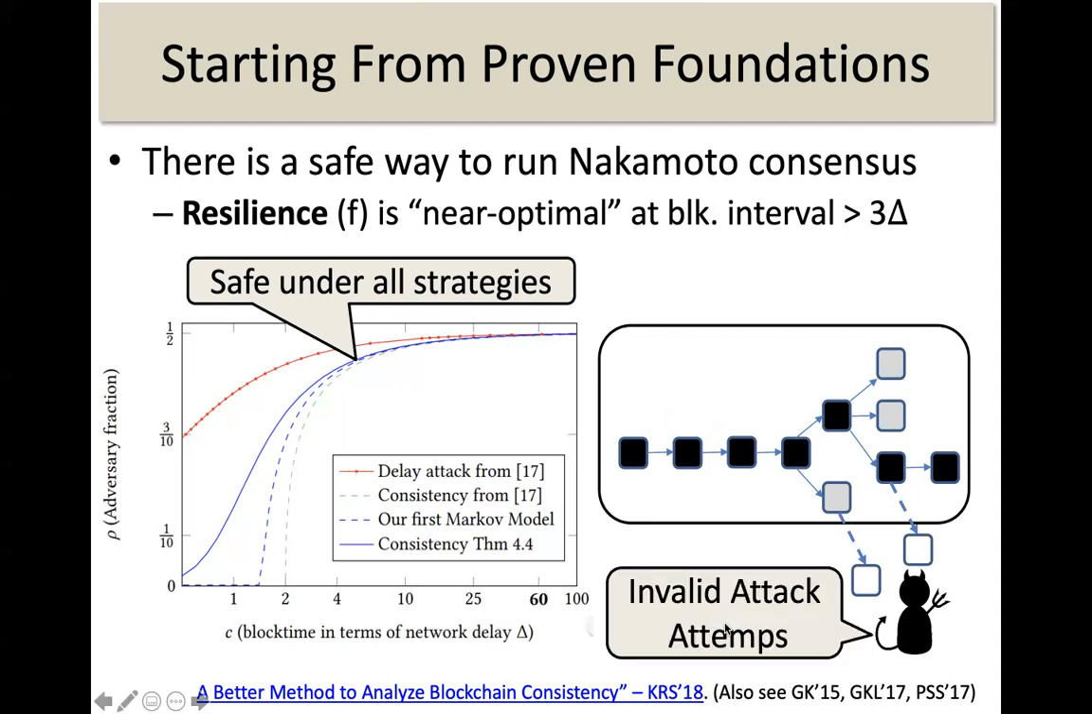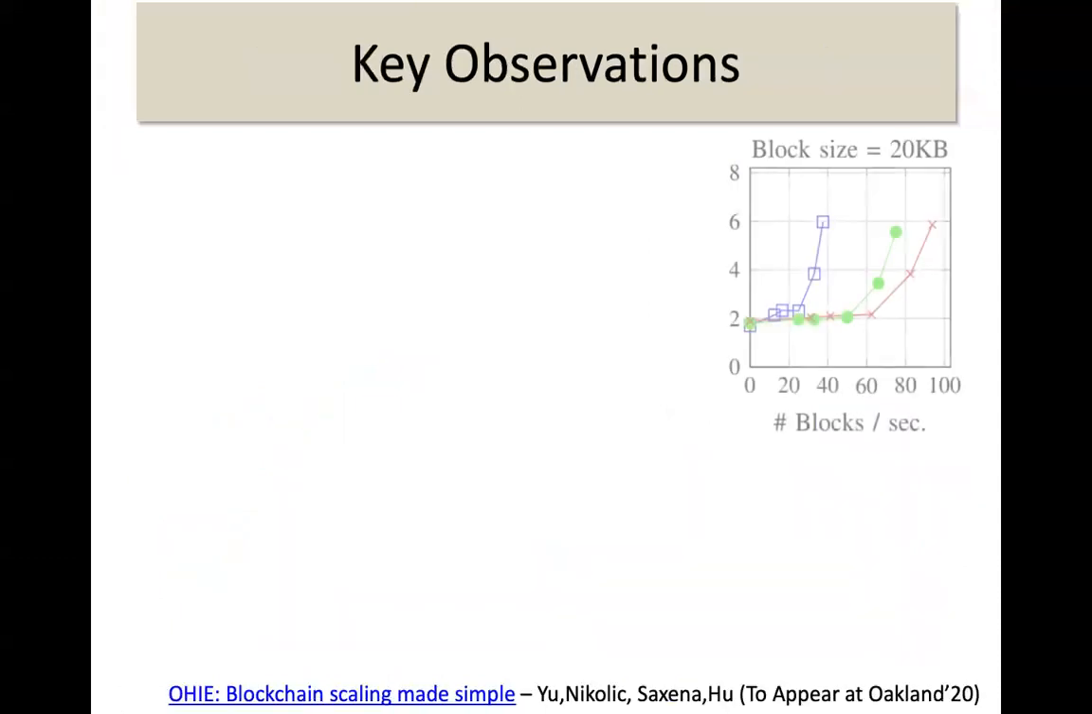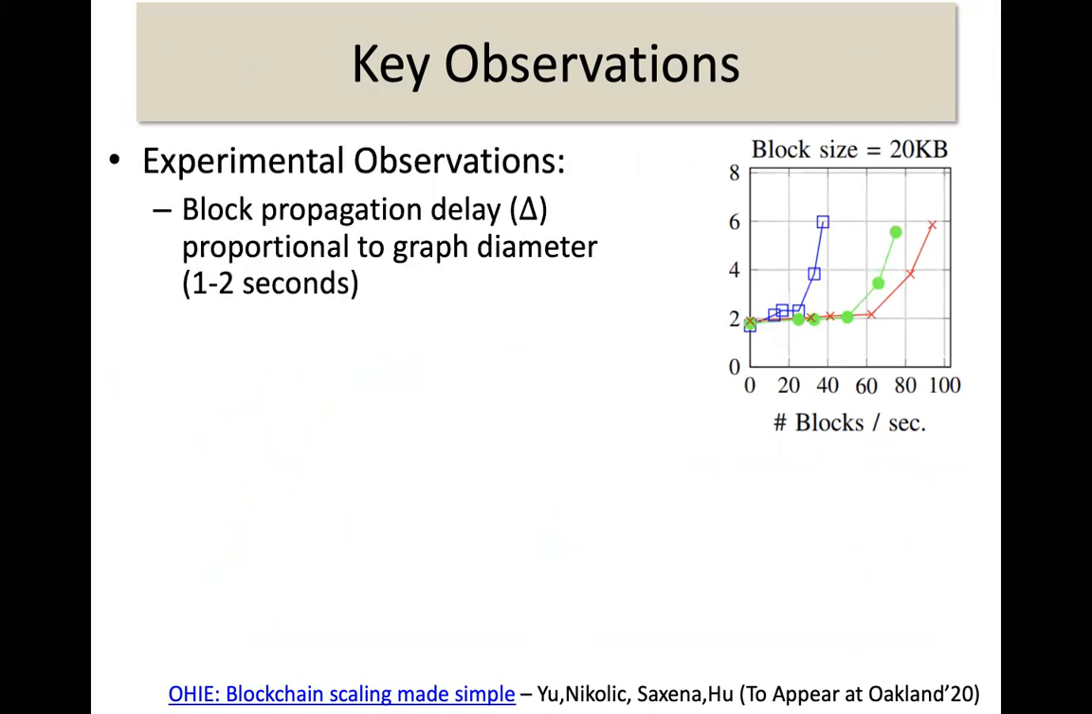Okay, so all these attack attempts will become invalid. One of the nice things we started to look at is, why don't we use this particular protocol in our construction and try to get more throughput? So this is what we noticed.